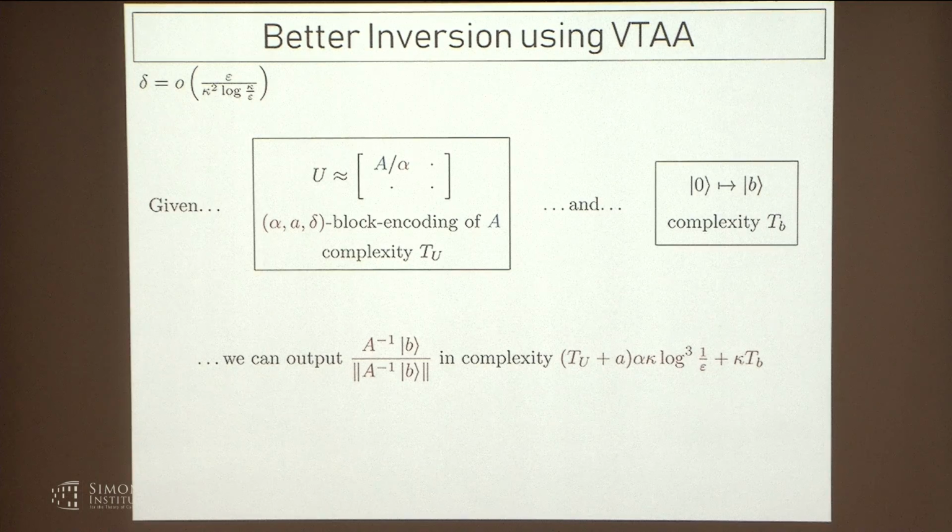So we also show that given a block encoding, we can solve the linear system problem in time that is linear in kappa, and it's using the same techniques as have been used before, which is the variable time amplitude amplification.